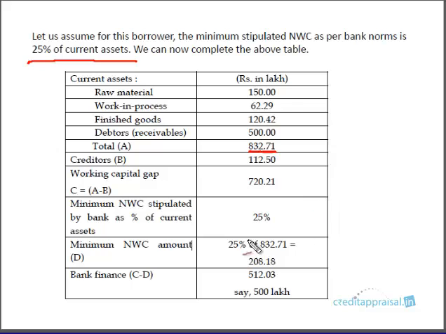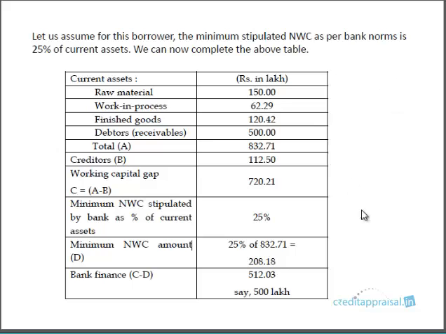Okay. So the total current assets is 832, right? 25% of that is going to work out to 208. So the working capital gap is 720. The minimum NWC the bank requires is 208. So what is the maximum bank finance? The difference. Okay, the difference is 512 lakhs.